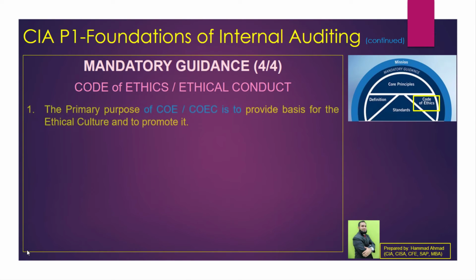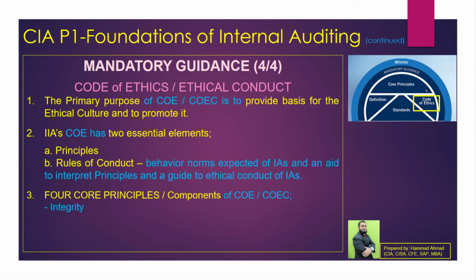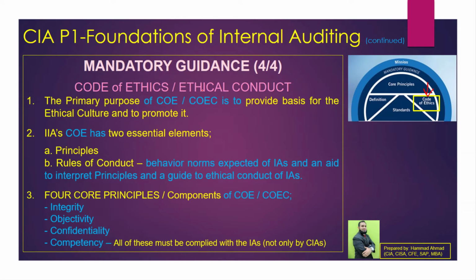Okay, now we move on to the next topic, which is the fourth element of this mandatory guidance, which is the code of ethics. So the code of ethics is also called ethical conduct. The primary purpose of the code of ethics is to provide a basis for the ethical culture and to promote it. This is the primary purpose of the code of ethics. The ethical culture will be developed among the internal audit department as well as in the organization. It should be a trusted department, right? Otherwise, it will not be in a position to advise or to add value in any operation or organization.